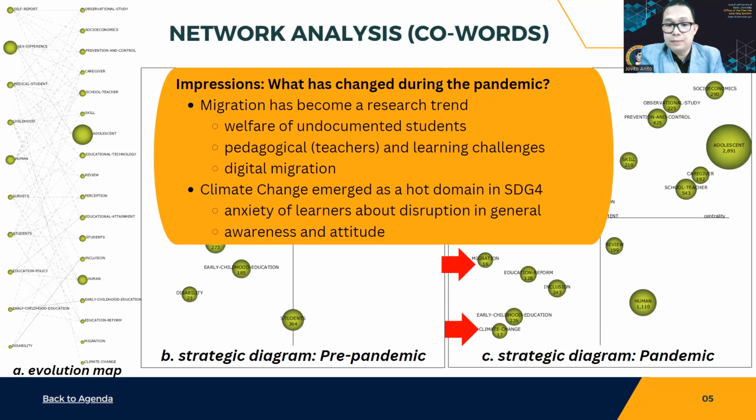It also talks about digital migration, and climate change emerges as a hot domain in SDG4 because during the pandemic, people are already scared and anxious, and now they are beginning to be anxious of anything that could disrupt education in general, and that includes climate change. So one of the things that changed among the students during the pandemic is that they are already interested in climate change, because generally students are anxious of any form of disruption because of the experience with the COVID-19 pandemic. It talks about the awareness and attitude of students to climate change.